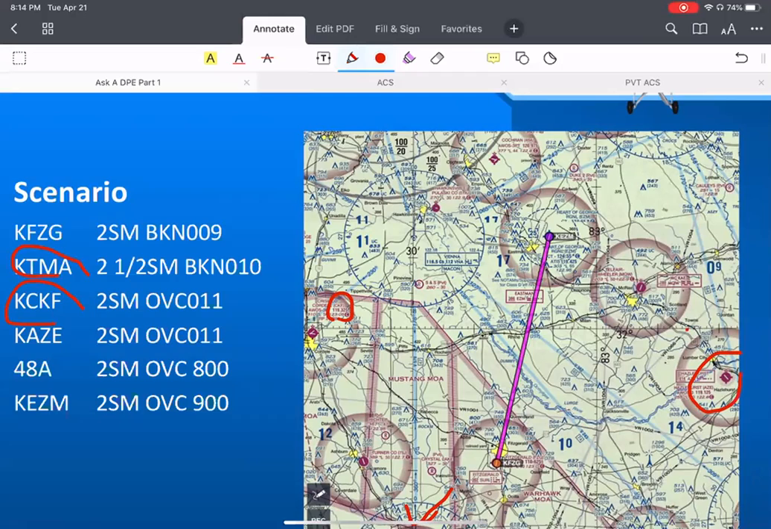So, assuming you're appropriately rated. You're a private pilot. Oh, sorry. So the question is, you're not instrument rated. The airplane is not instrument equipped. We'll do it any way we want. What are the takeoff minimums at FZG? VFR takeoff minimums.